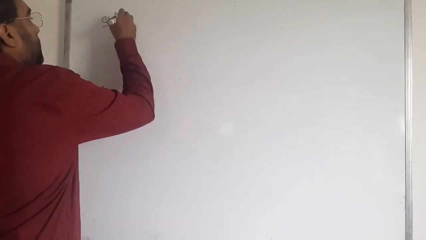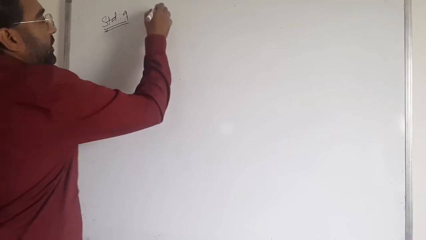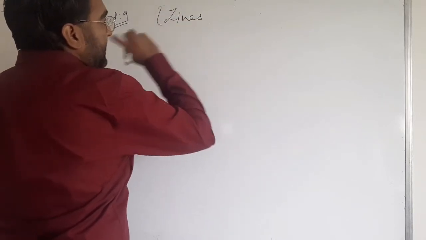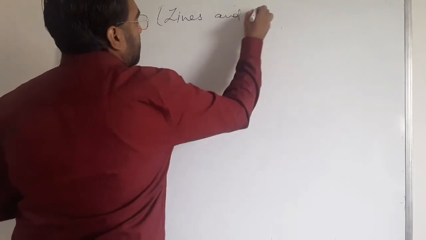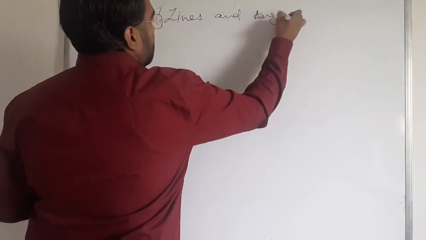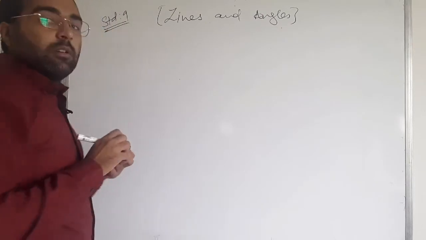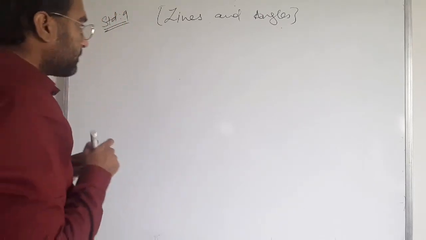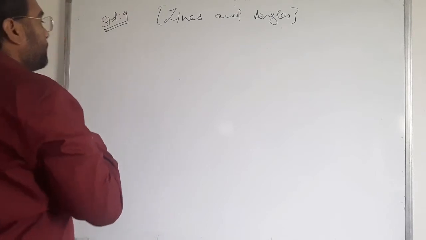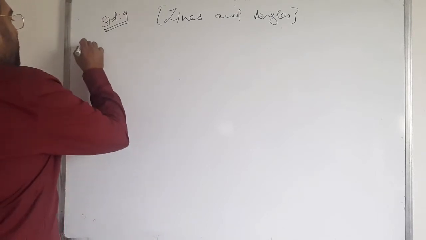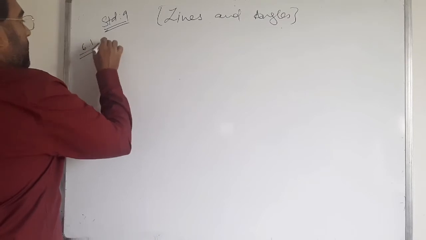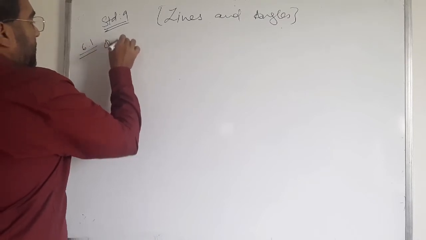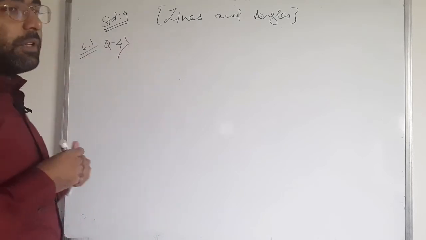Standard 9, chapter name: lines and angles. Okay, the name of the chapter is lines and angles. So from exercise 6.1, questions number 1, 2, 3 we learned in the previous session. Now question number 4 we have to learn.